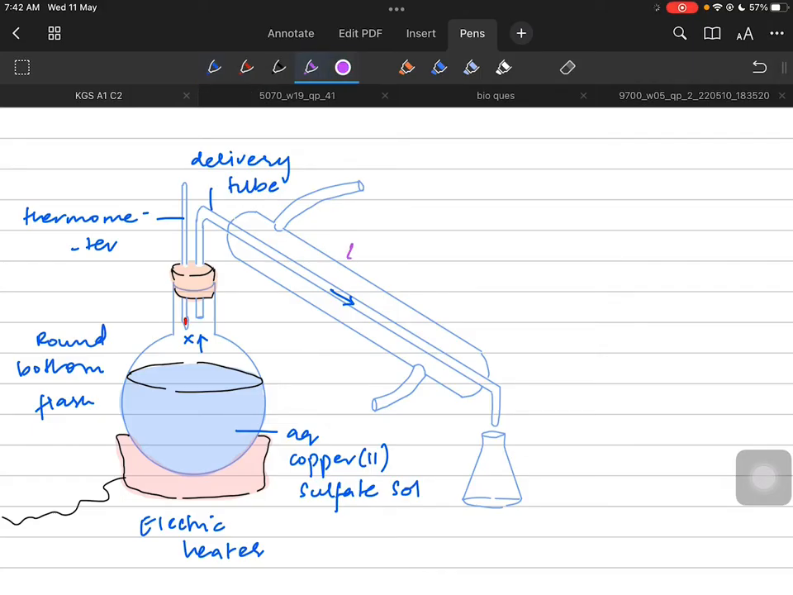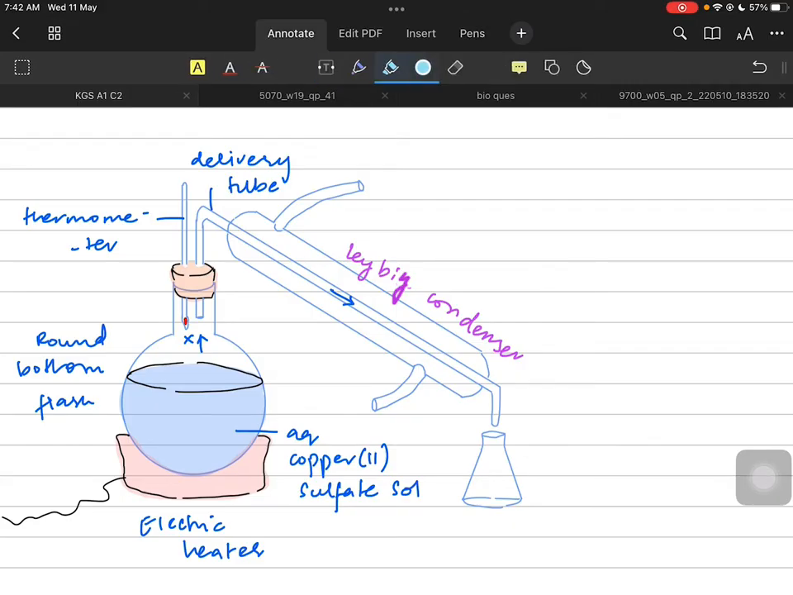The Liebig condenser over here has two openings, an outlet and an inlet. Cold water is going to be allowed to pass from the inlet, which is at the bottom. From the inlet at the bottom, there's cold water coming in, and then cold water is filled in the entire Liebig condenser. So the delivery tube and the Liebig condenser's cold water are very much in contact. They are not mixed, but they are in contact. So when the vapors are passing through the delivery tube, the cold water is being passed through the Liebig condenser, and this allows the condensation of the vapors.